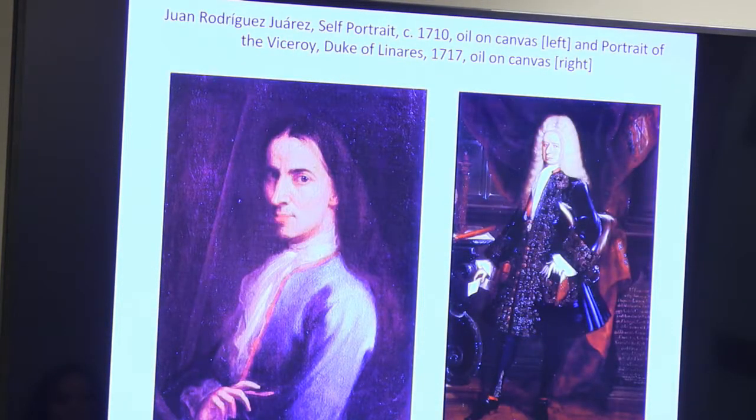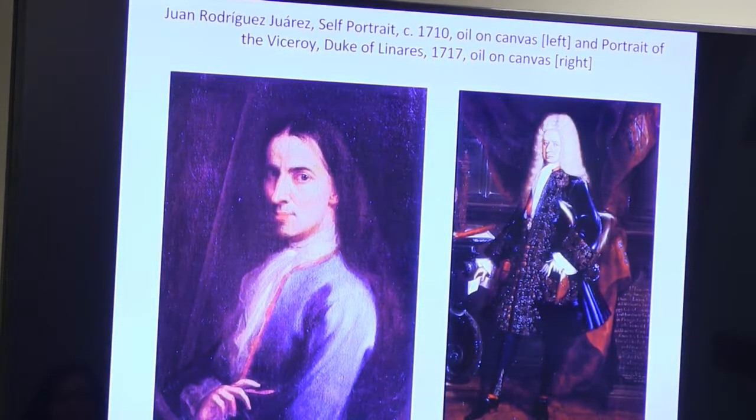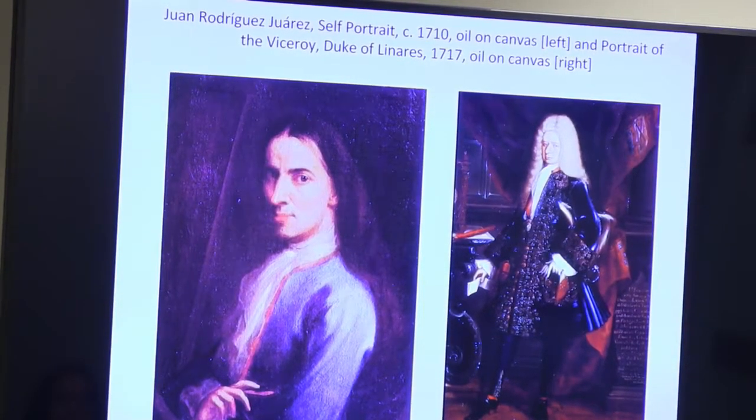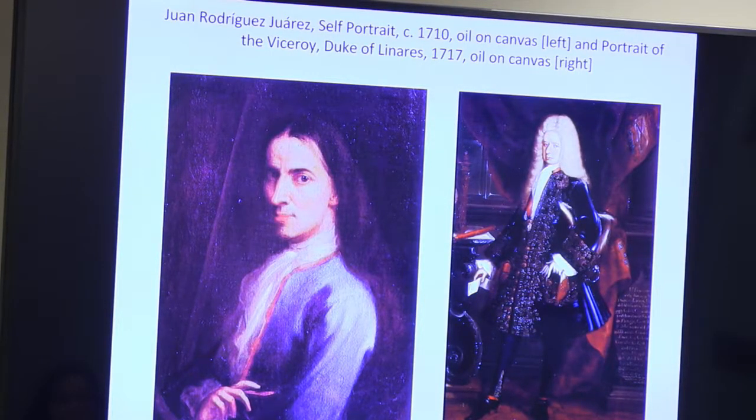Here is a self-portrait of Juan Rodriguez Juarez, one of the few self-portraits we have. I think there are only two or three that I know of. This is one of them from around 1710, I'm guessing, on canvas. And then to the right is one of the individuals who was a patron. He's the viceroy, the first Bourbon viceroy, the Duke of Linares, that he painted in that portrait.